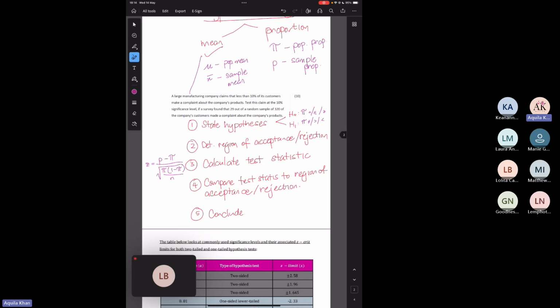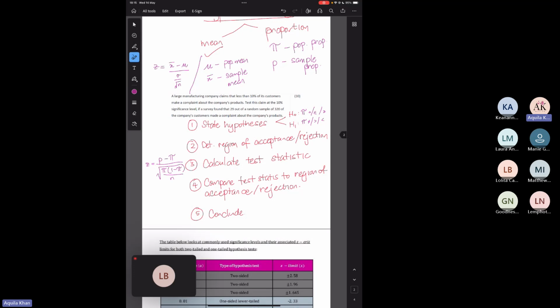Remember last week when we saw the mean, the formula was x bar minus mu over the standard deviation over the root of n. So there are differences in the Z value calculation, your test statistic calculation for step 3, between your mean and your proportion. And then the last two steps are exactly the same. Again, absolutely no difference between the two. So it is exactly the same as the mean one that we did last week.